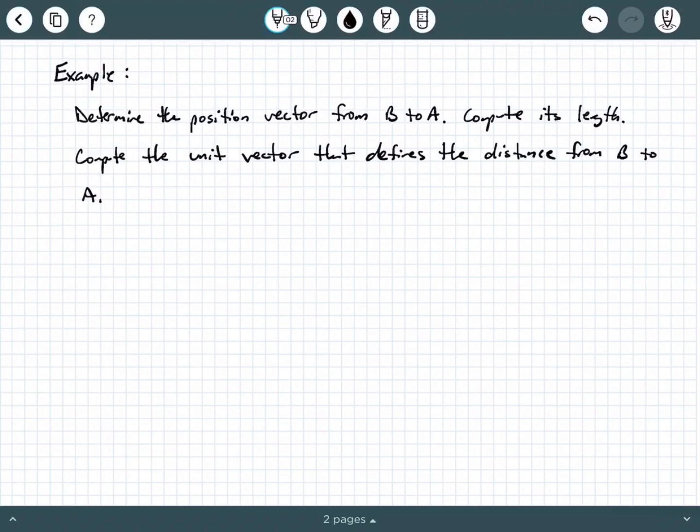In this example, we're asked to determine the position vector from a point B to point A, then to compute its length. After that, we're asked to compute the unit vector that defines that distance from the point B to point A. So to get started, let's draw out our scenario.